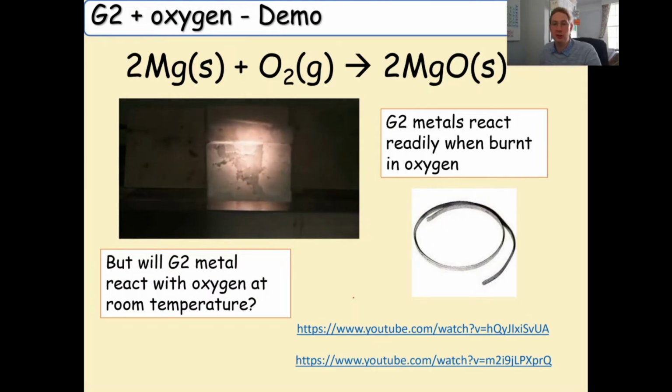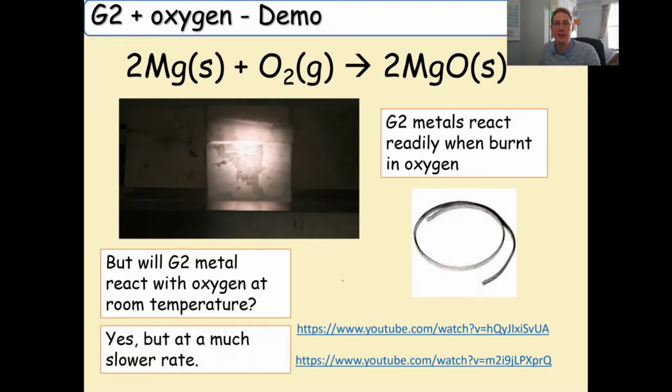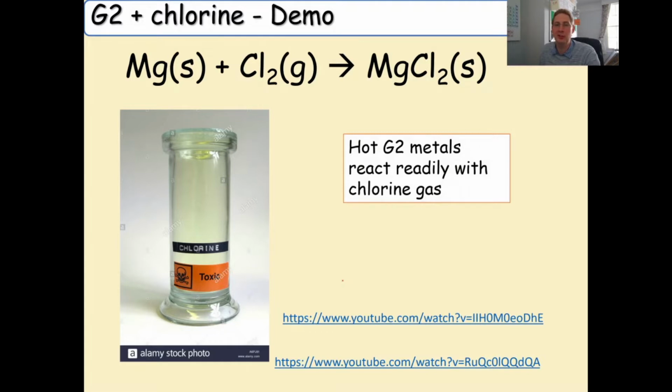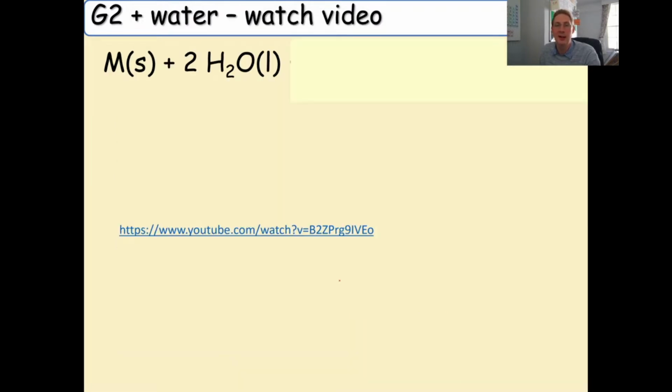Does the group 2 metal react with oxygen at room temperature? Well, if you've ever looked at your magnesium ribbon and seen how pitted and oxidized it is, you will know that yes, that magnesium ribbon is reacting with oxygen at room temperature. It just occurs a lot more slowly. With chlorine, depending on which teacher you had, you may have seen a strip of magnesium dropped into a gas jar of chlorine. Again, just as with the oxygen, it burns very brightly, giving magnesium chloride solid. Hot group 2 metals react readily with chlorine gas. That shouldn't be a surprise to you.